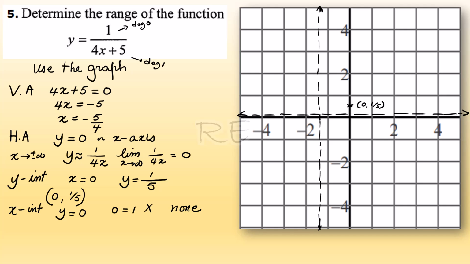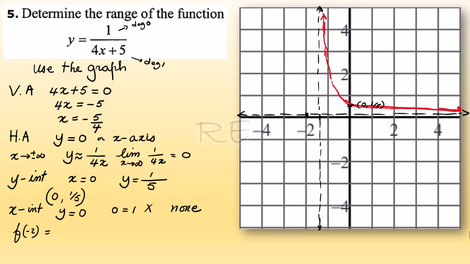Now, if you look at the right side, we have the first constraint, x equal to negative 5 fourths, which is an asymptote, and the second one is y equal to 0. Those are two constraints at the extreme, and it goes through (0, 1/5). Therefore, we can connect the dots and have the first branch of the curve, where y goes from 0 to positive infinity.